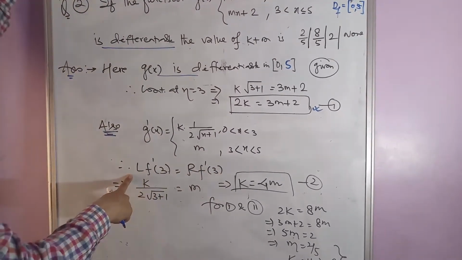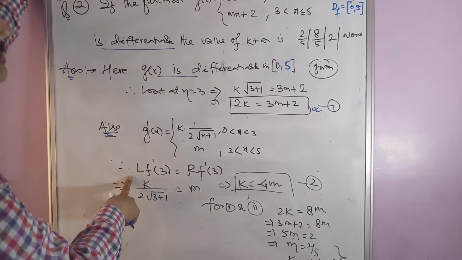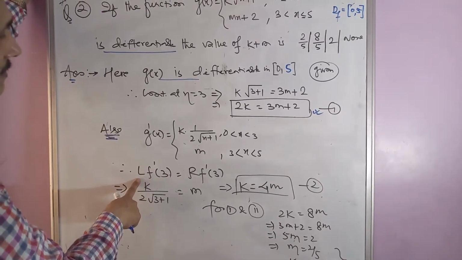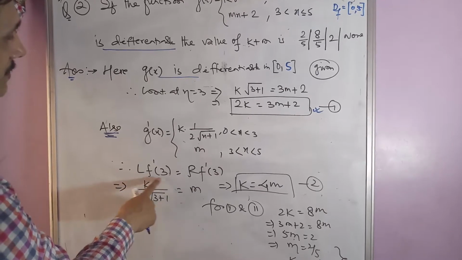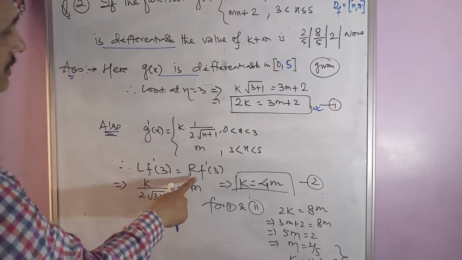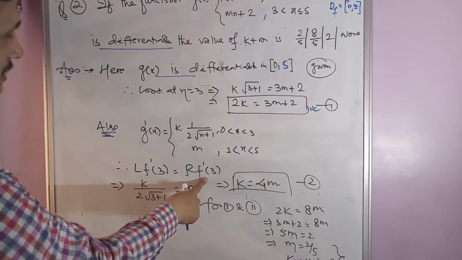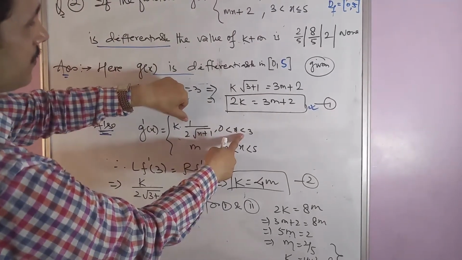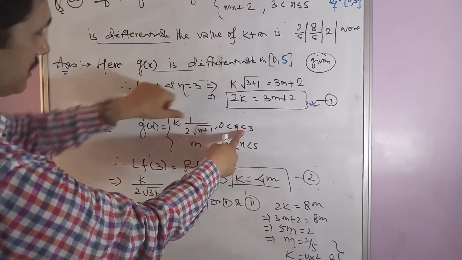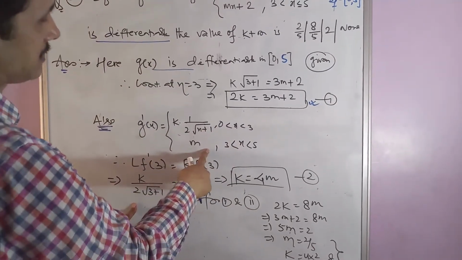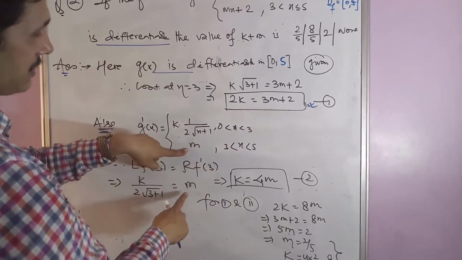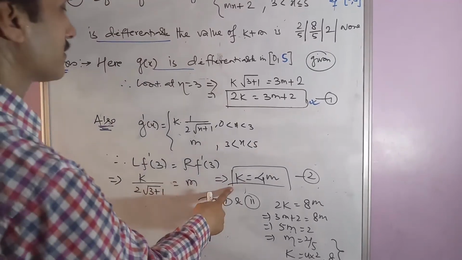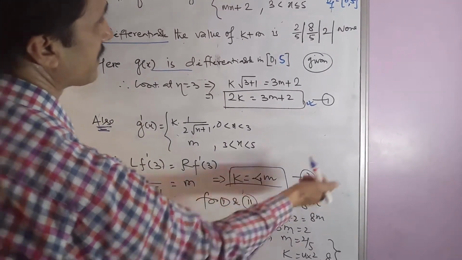Here the function is differentiable in closed interval 0 to 5, so differentiable at 3 also. So left hand derivative at 3 equal to right hand derivative at 3. Here left hand derivative at 3 is k upon 2 into under root 3 plus 1, and right hand derivative at 3 is m. This will give k equal to 4m.